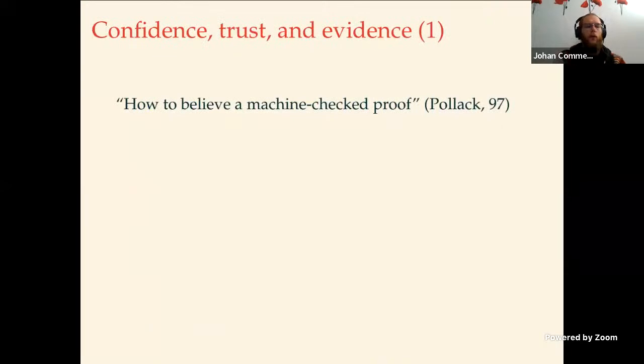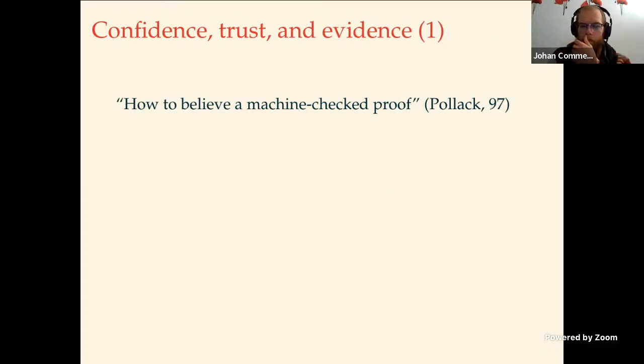Okay, so now I want to come to the last point, which is confidence, trust, and evidence. We've written this enormous, like 90,000 lines of Lean code that claims to check a recent theorem by Scholze. But how do you actually believe that what we did matches what Scholze has in mind?